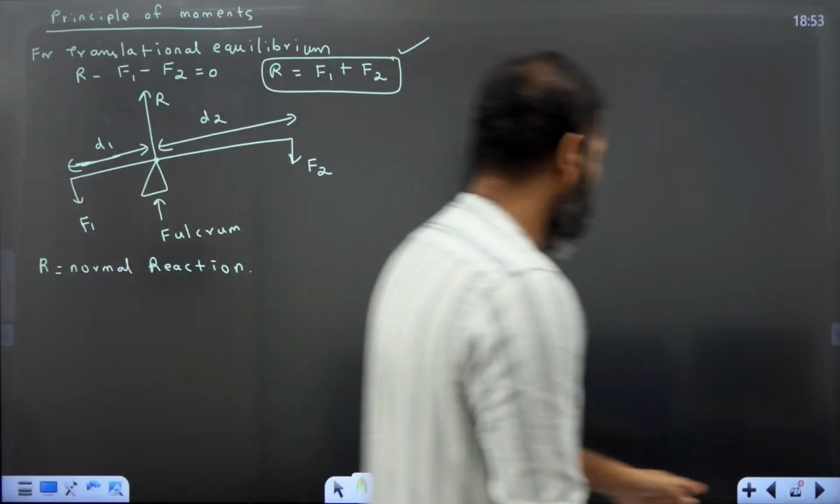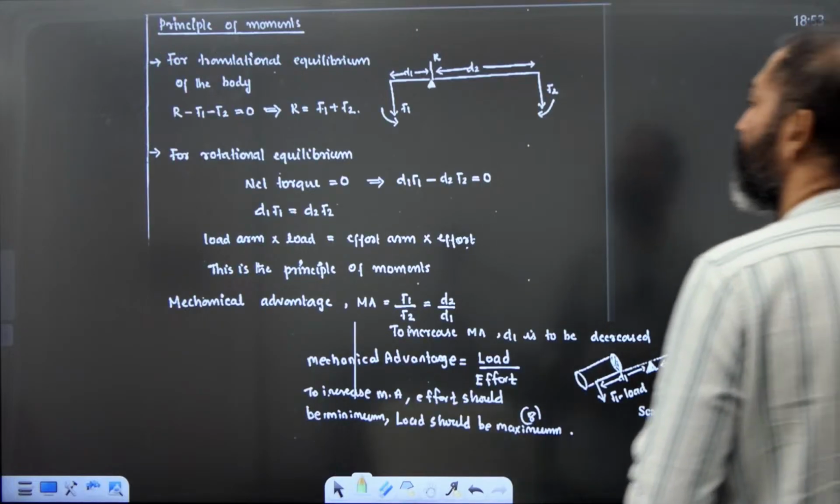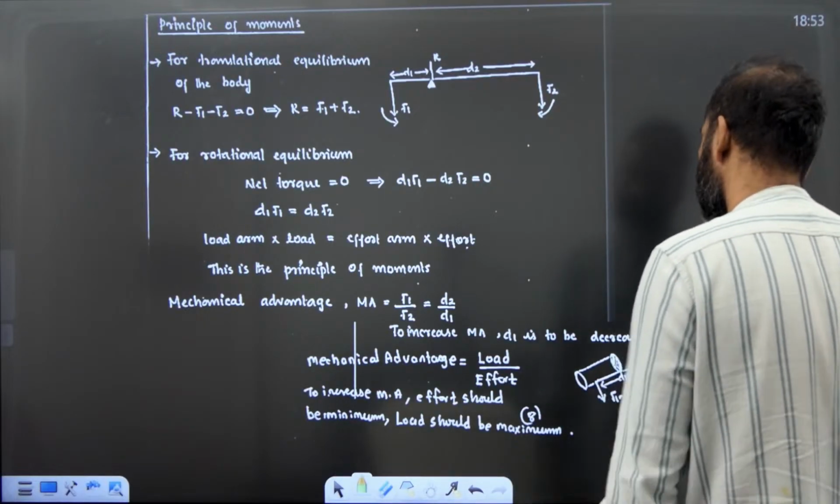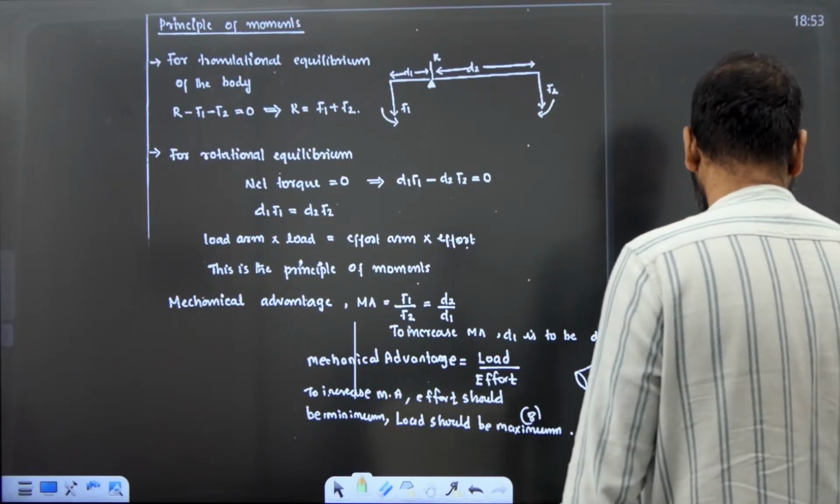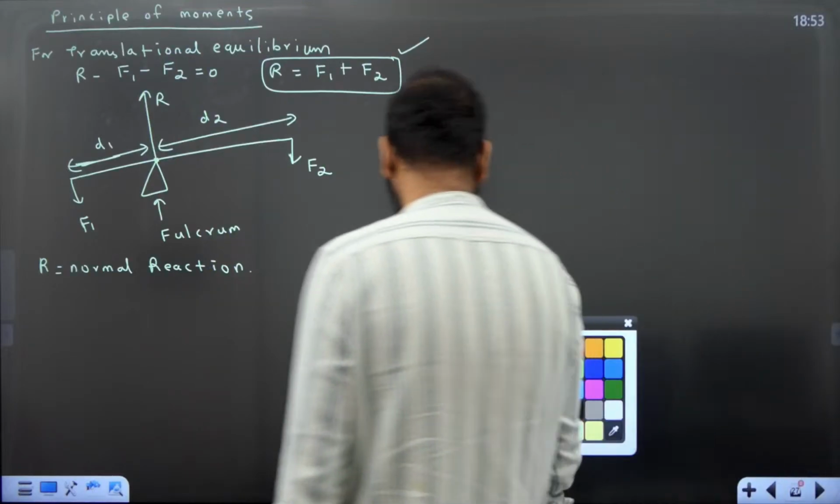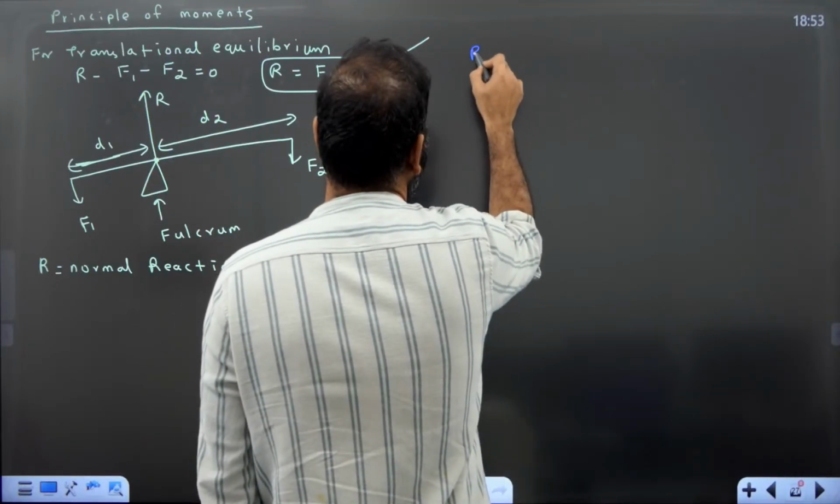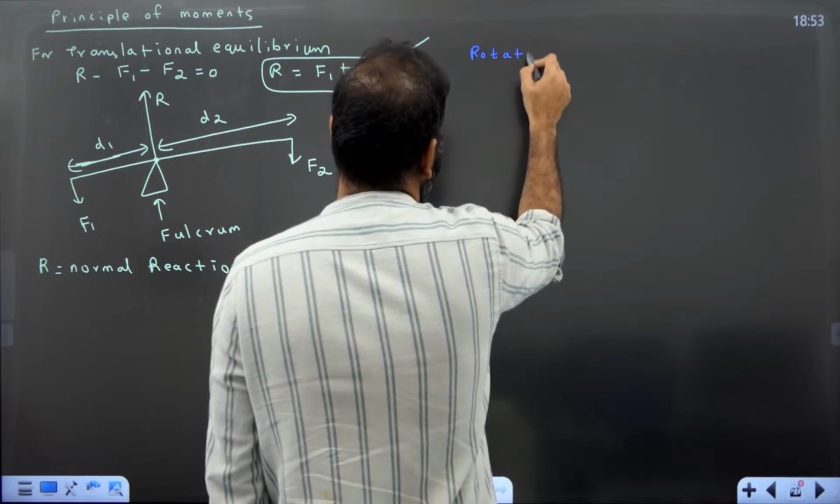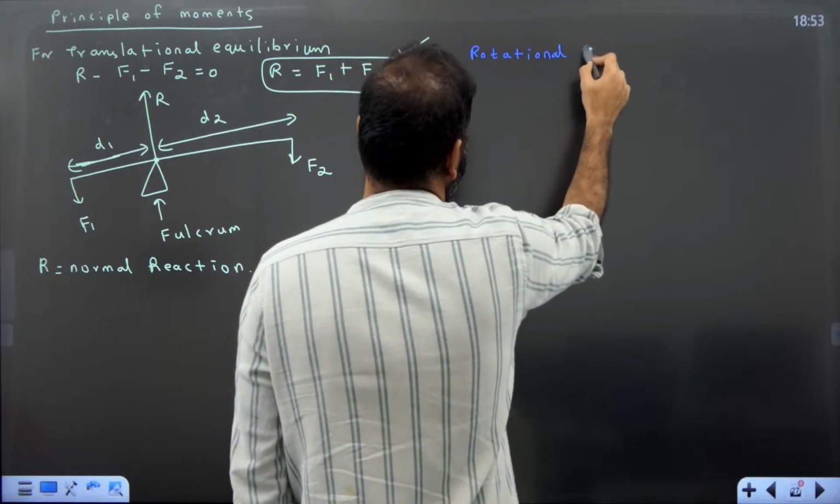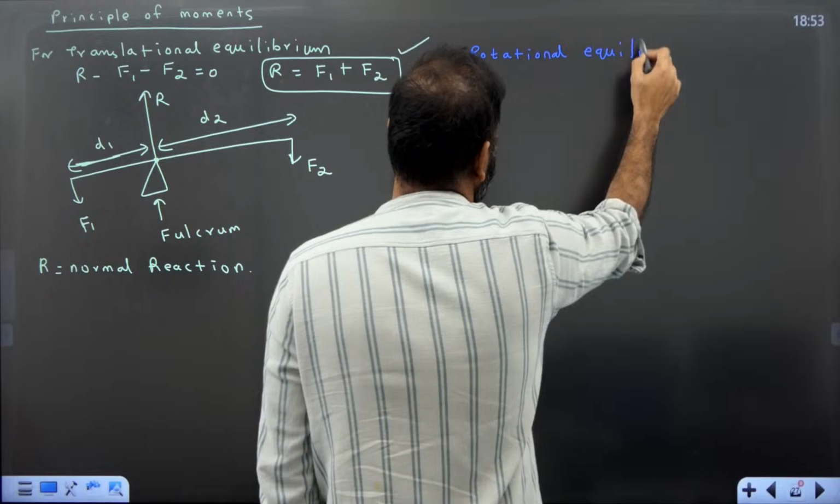So that was done with translational equilibrium. Next what we have? Rotational equilibrium. So next I am doing rotational equilibrium. So what is the condition here?